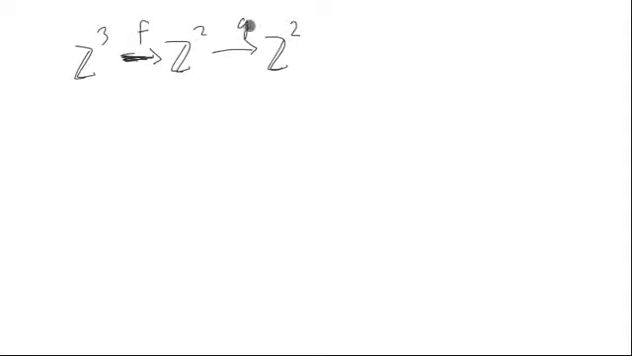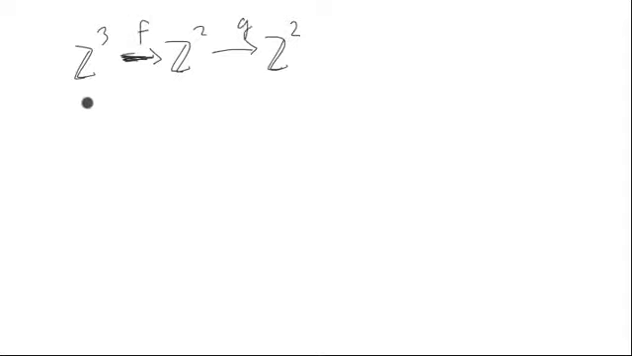Let's discuss how we can write a composition of two maps or functions between Z modules. Suppose that we have one that goes from Z3 and it goes over to Z2, and maybe another one that goes from Z2 to Z2. Okay, so we have a function here, maybe we have a function here.